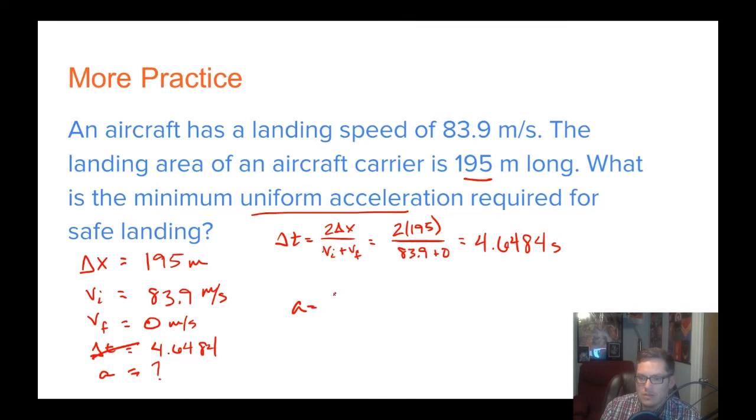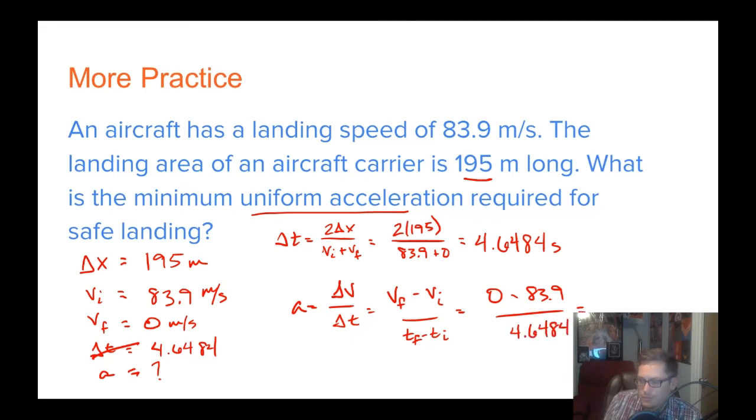So acceleration equals delta v over delta t, which is vf minus vi over tf minus ti, but we really don't need that. We just need this value here. So vf, well, that's 0. Our vi is 83.9, and then our delta t is the 4.6484. All right, so we'll take negative 83.9 divided by 4.6484, and you get negative 18.049221.